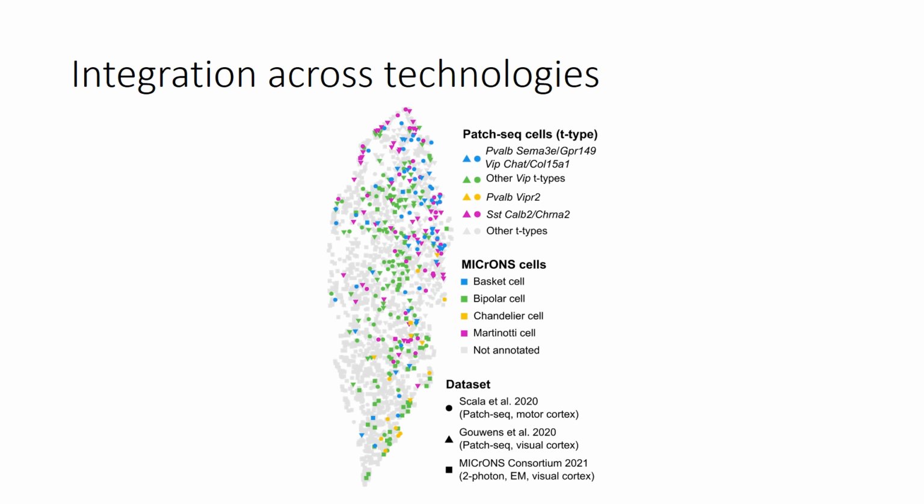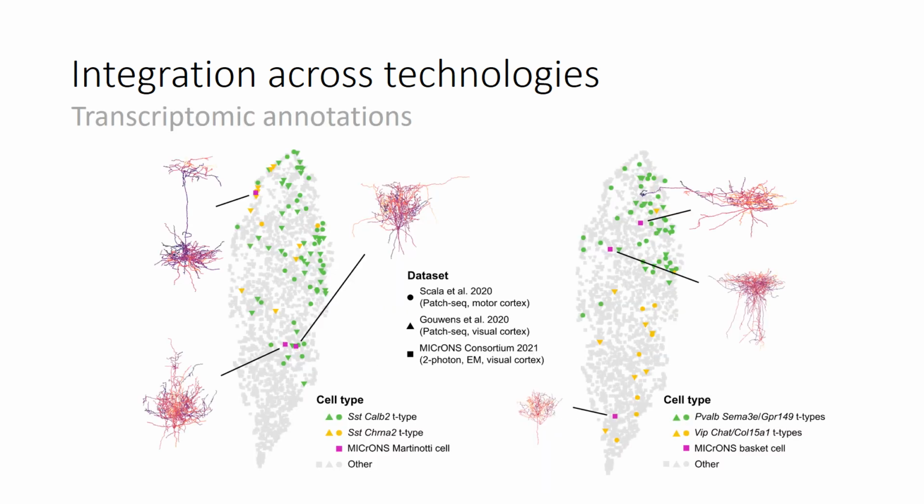We created a combined morphology space of full neuron reconstructions from these Patch-seq datasets with neurons from the MICrONS dataset. Manually annotated neuronal types from the MICrONS dataset were closer to Patch-seq cells of the matching T-type than to non-matching T-types, indicating that we integrated the technologies successfully. We also refined some of the manual annotations of the MICrONS data with more precise transcriptomic definitions.